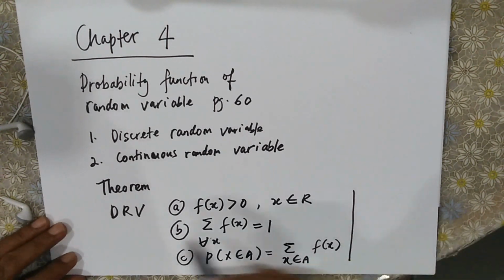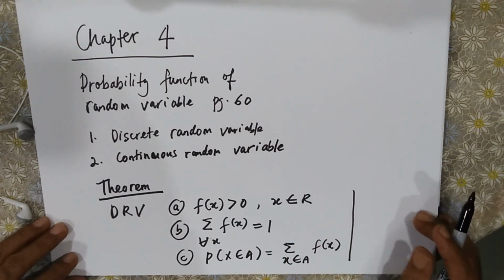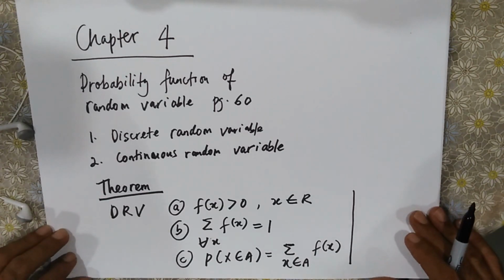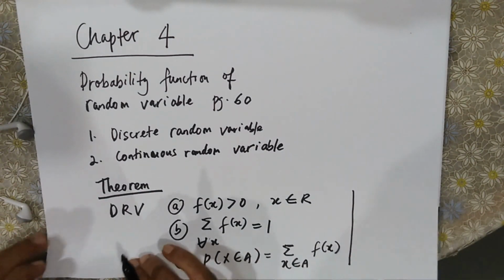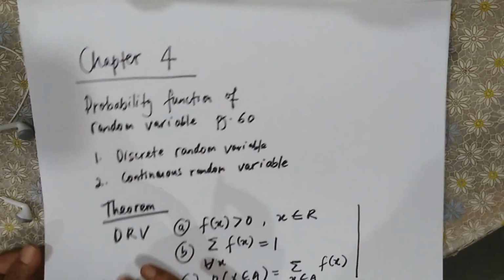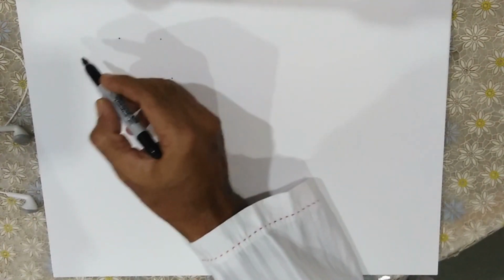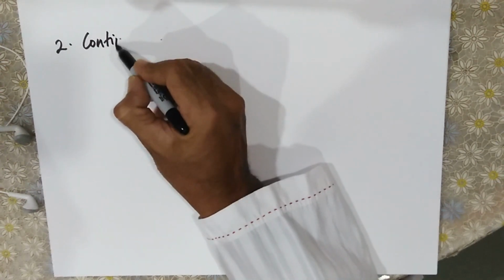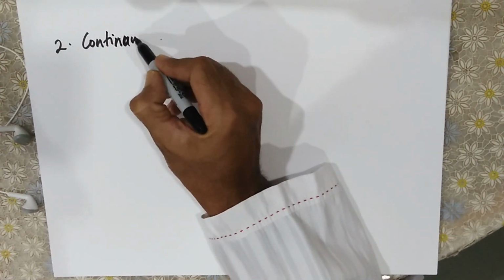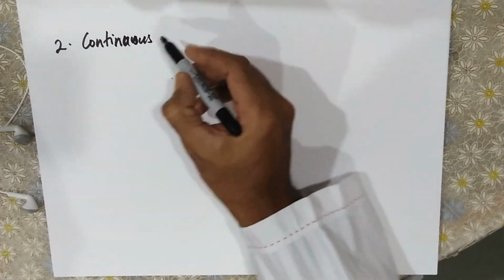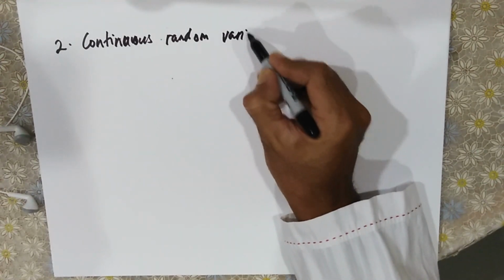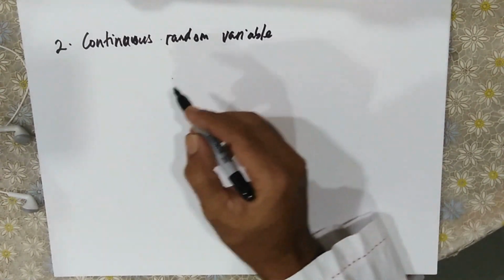So actually we have learned these discrete random variables already, so I do not want to repeat again for the case of discrete random variable. I want to go to the continuous random variable. We apply the same case, and the theorem is the same as the discrete.